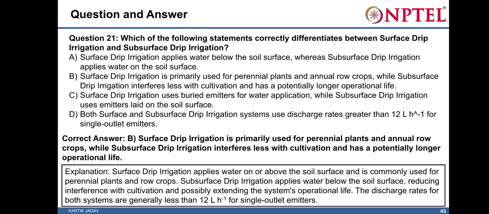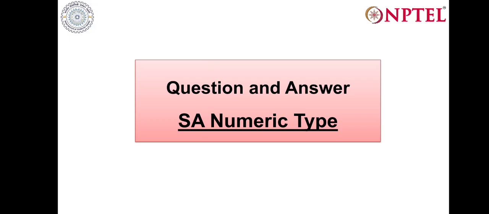That surface drip irrigation system is primarily used for perennial or annual crops, while subsurface drip irrigation system has less interference with the cultivation and potentially has a longer operational life. Correct answer is option B. That is given in option B.